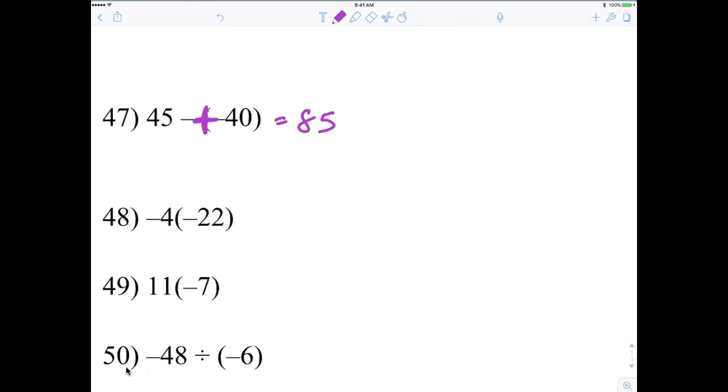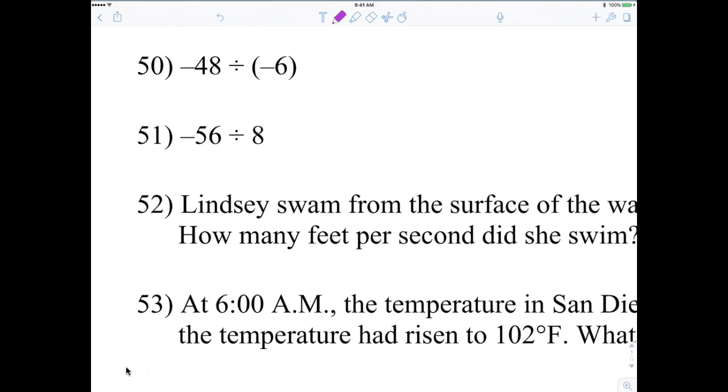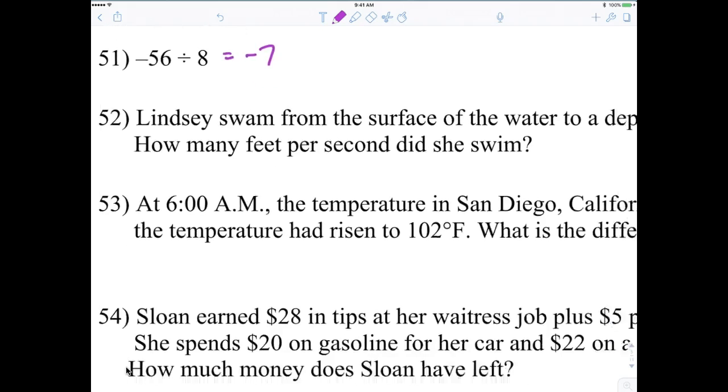Now again, back to practicing our integers. 11 times -7. -77. 51. -56 divided by 8. -7. All right. Now let's look at 53.